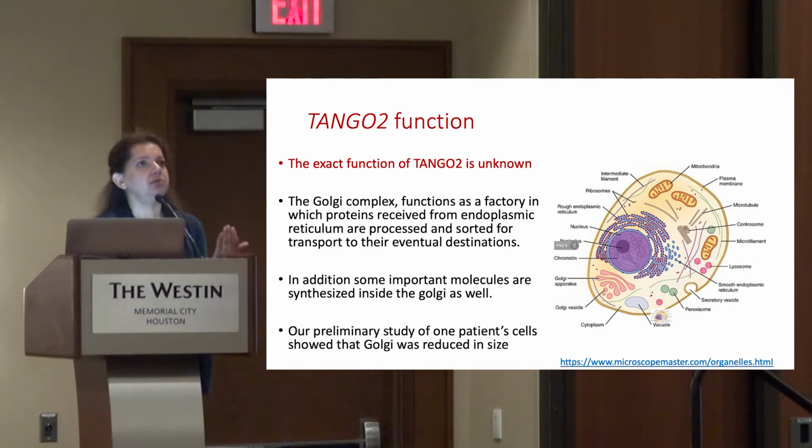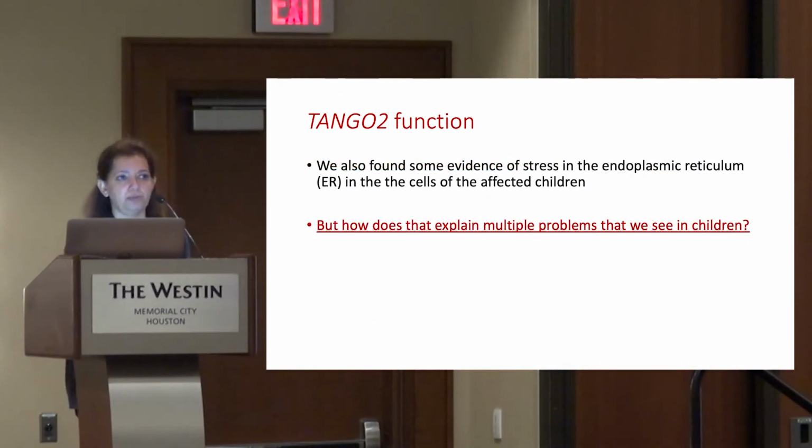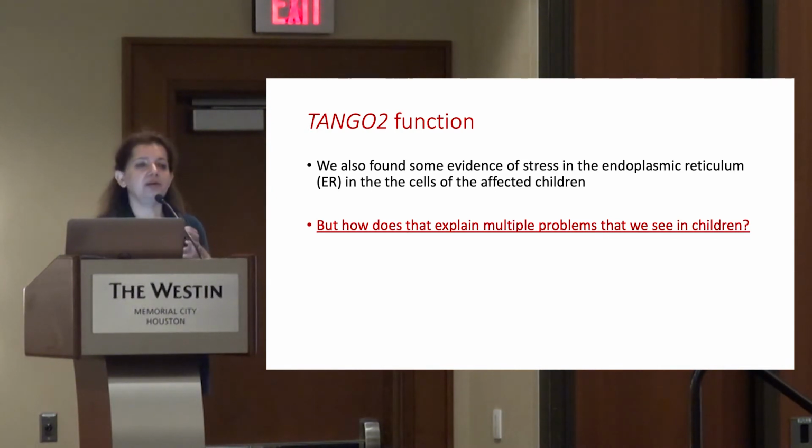So just because TANGO2 belongs to that family in Golgi organization, is it doing anything to Golgi in our children? Is it not packaging the way it should? And there is not enough data for that. So in the first paper that we published, we looked at Golgi size in one patient's cells, and we saw that the Golgi was reduced, but it's just one patient. We need to have more evidence that it's really doing something.